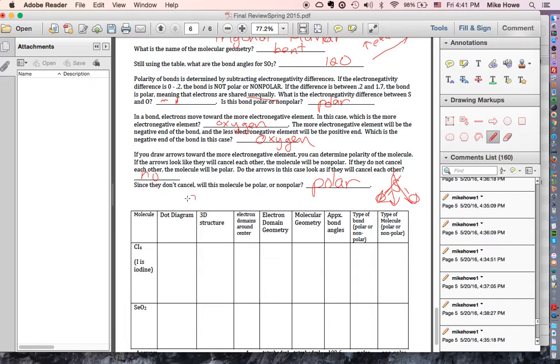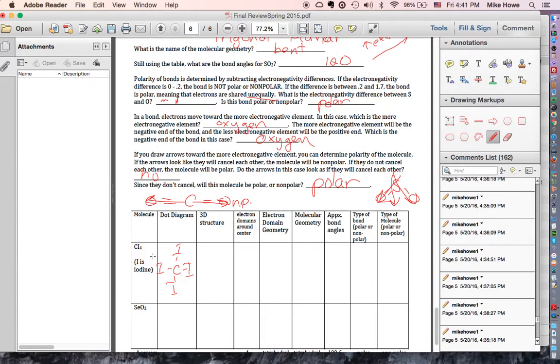Just to show you another example, if you have C double bond O like this, where it's straight like carbon dioxide, these arrows do cancel out, and so that molecule would be non-polar. All right, CI4. It's going to test me to squeeze this dot diagram in here, but there it is. C goes in the middle because it's closer to the middle of the table.